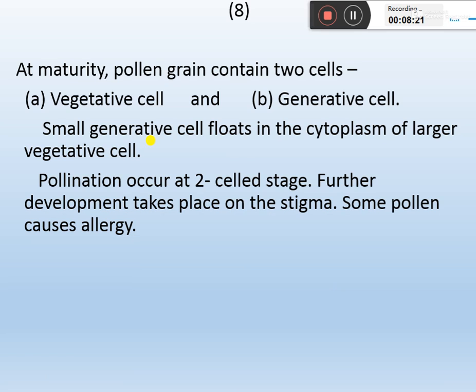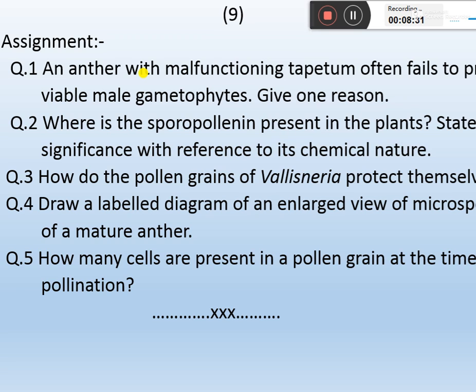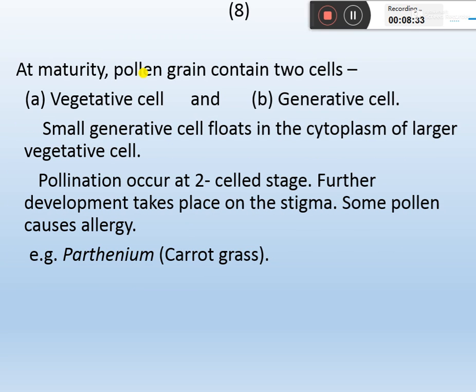So they are used as pollen tablets for human beings. Some pollen grains cause allergy, like parthenium or carrot grass.